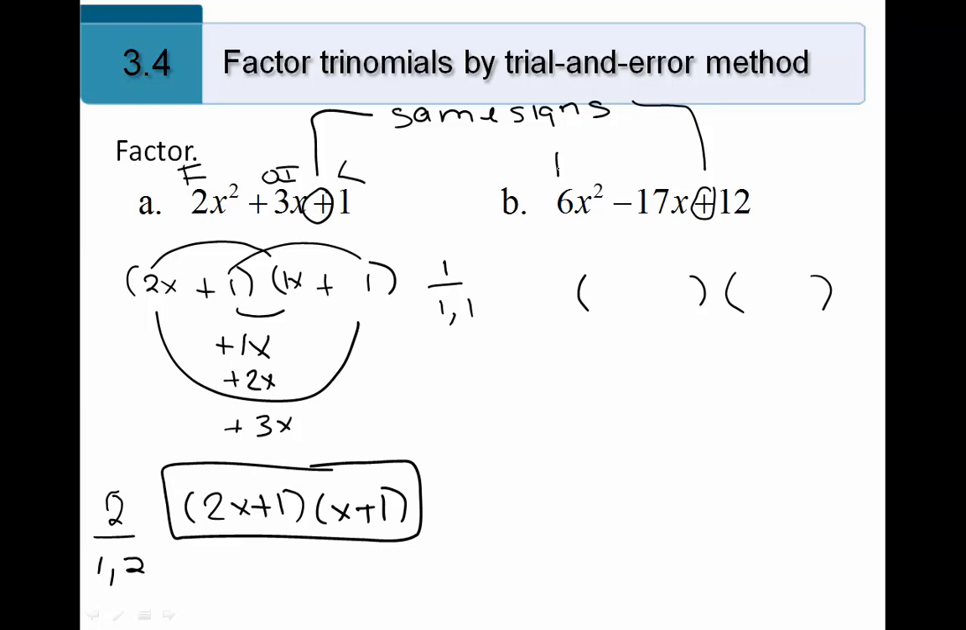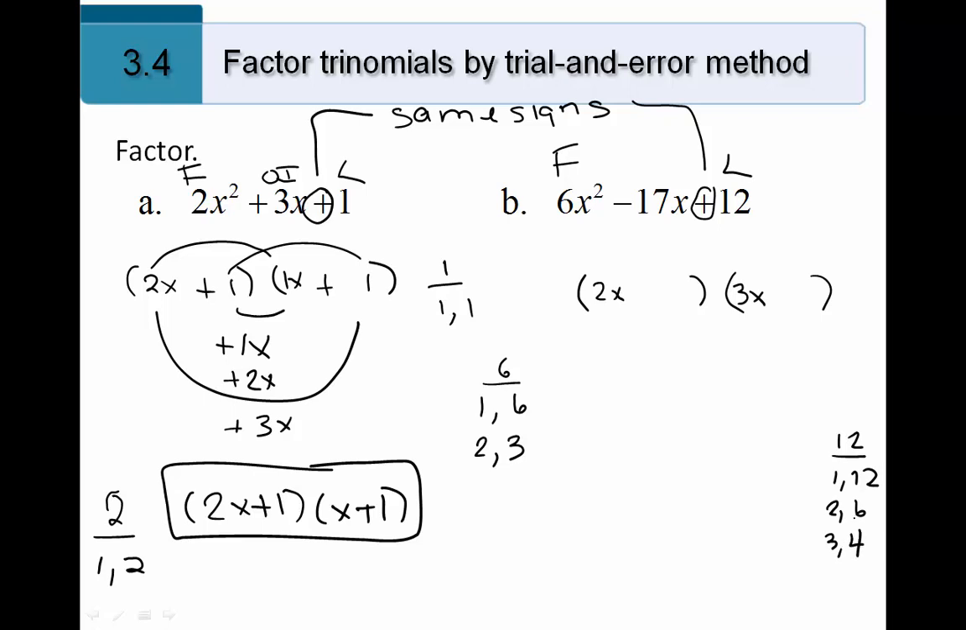For my F, I'm dealing with factors of 6. Multiply 1 times 6 together, or 2 times 3. I'm going to try 2 times 3 first, so that is 2x times 3x. My L, factors of 12. 1 times 12, 2 times 6, or 3 times 4.